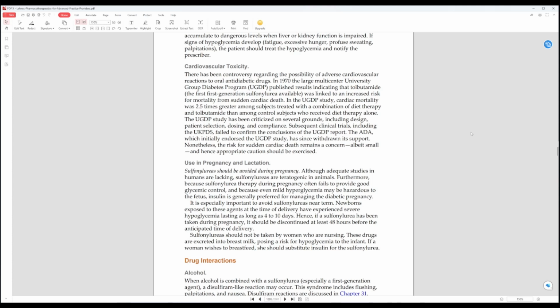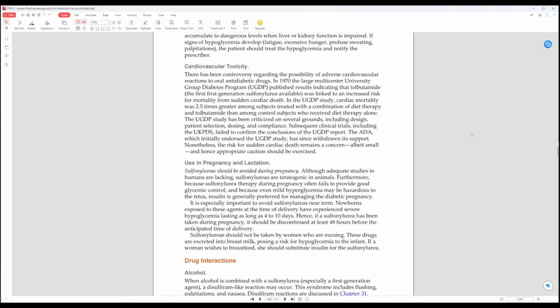Cardiovascular toxicity. There has been controversy regarding the possibility of adverse cardiovascular reaction to oral anti-diabetic drugs. In the 1970s, the large multi-center University Group Diabetes Program, or UGDP, published results indicating that tolbutamide was linked to an increased risk for mortality with sudden cardiac death. In the UGDP study, cardiac mortality was 2.5 times greater among subjects treated with a combination of diet therapy and tolbutamide than among control subjects who received diet therapy alone.